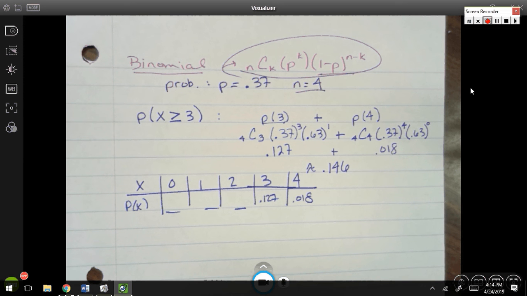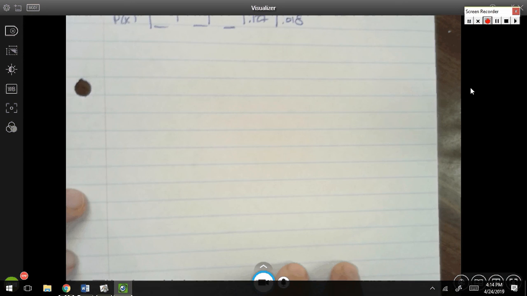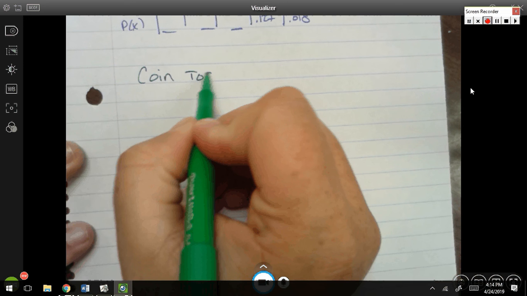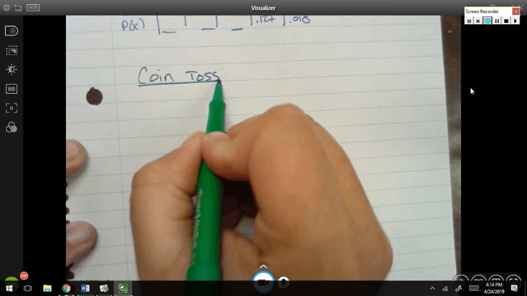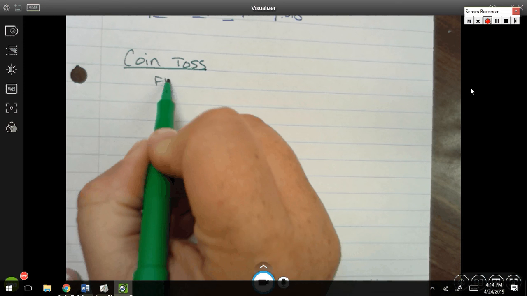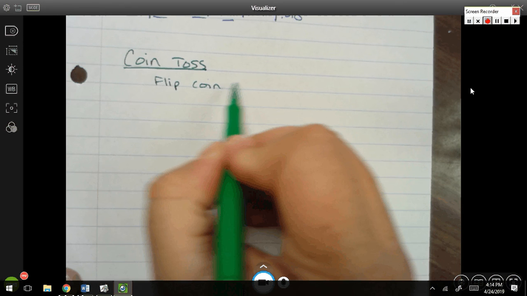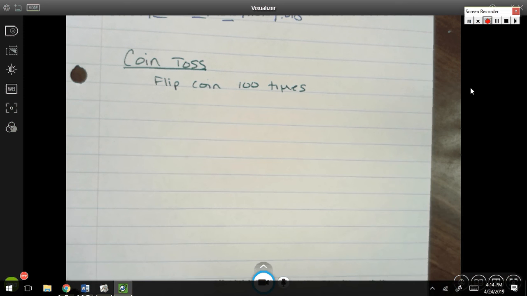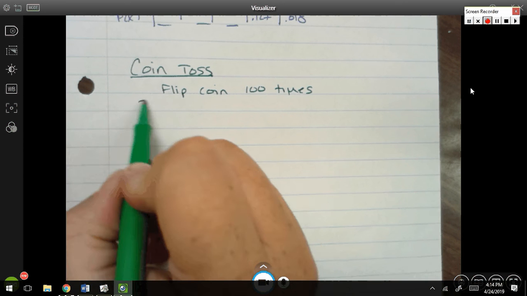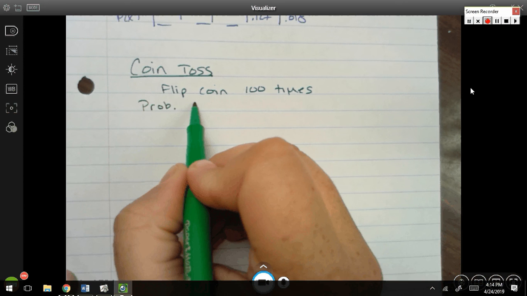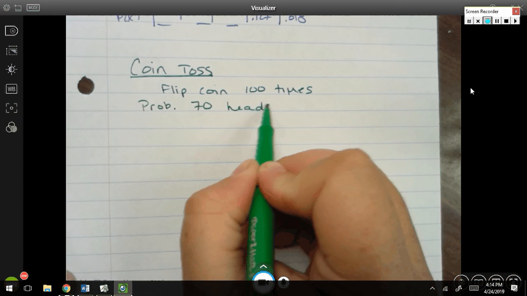One more that comes up a lot is a coin toss. And I know I've been talking a long time, and I apologize, but I just want to make sure you got it, okay? Let's say I flip a coin. We keep saying 100, so we'll say 100 times. What's the probability that flipping that coin 100 times, you get exactly 70 heads when you flip it?